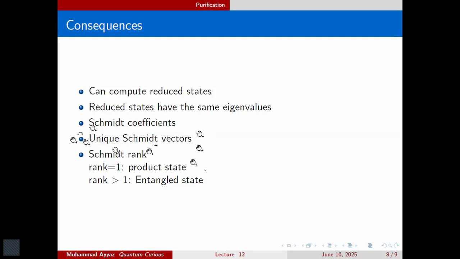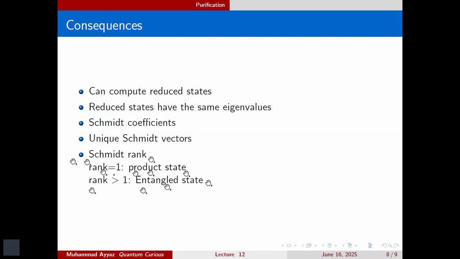And the last consequence is one of the important consequences of the Schmidt decomposition. So Schmidt rank is the number of Schmidt coefficients. So if we have only one Schmidt coefficient, then we have a product state. And if we have a rank greater than one, then we have an entangled state.